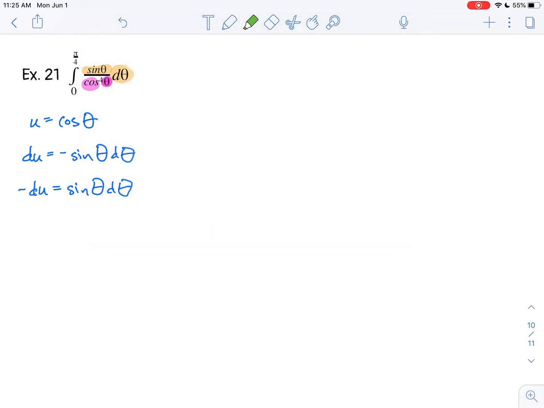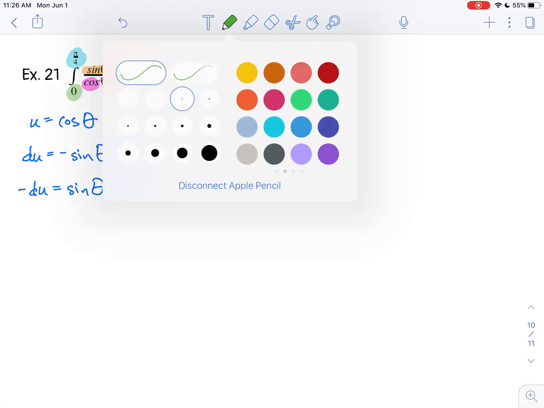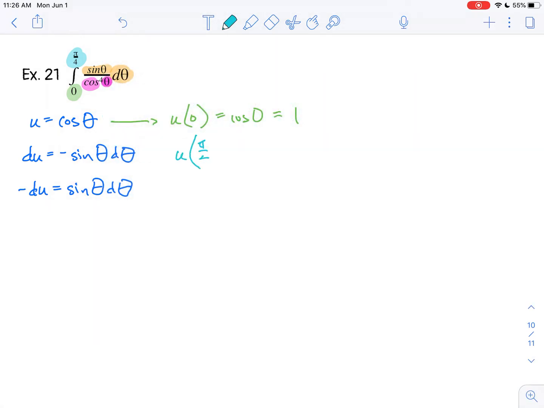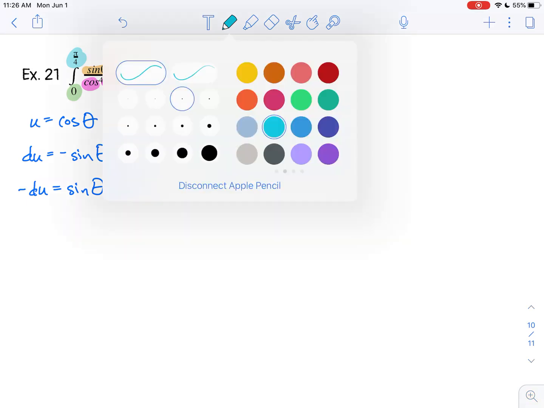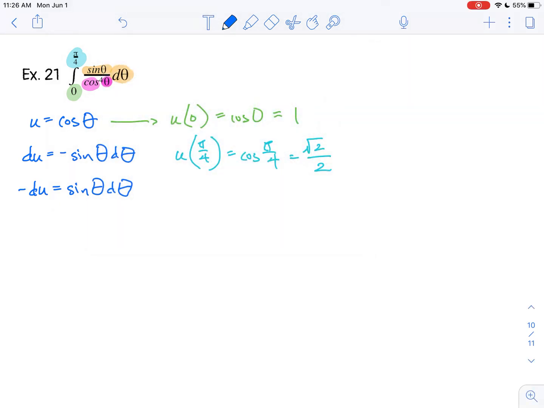Now let's take care of our bounds. Bottom bound is 0. Whoop. Jumping ahead of myself here. U of 0 equals cosine of 0, which equals 1. And top bound is pi over 4. And u of pi over 4 is cosine of pi over 4, which is root 2 over 2. Okay? So we really want to make sure that we know our unit circle, so we're not just kind of guessing what value it is, but we can actually focus on doing the integration and doing that part correctly.